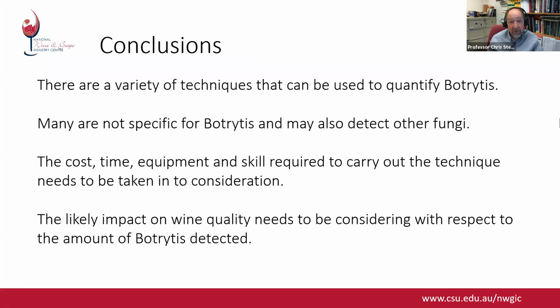So I'm nearing the end of the webinar now, and I've been through a variety of techniques that we've explored that could be used to detect and quantify botrytis. Many are not specific to botrytis and could also detect other fungi. So the question you have to ask is, does that matter? Are you just interested in fungal spoilage as opposed to specific botrytis? The costs, the time and equipment skills need to be taken into consideration, and this will likely impact on what it is you want to know. Are you concerned about making the wine or just detecting the botrytis?